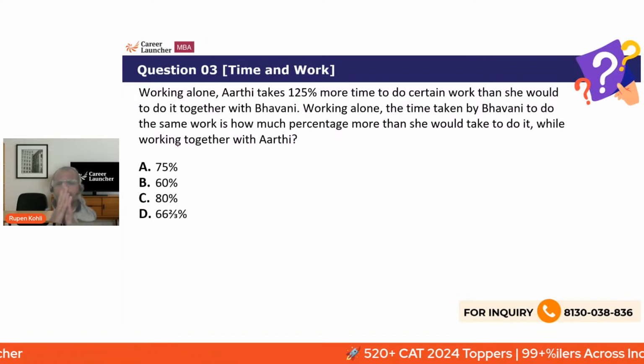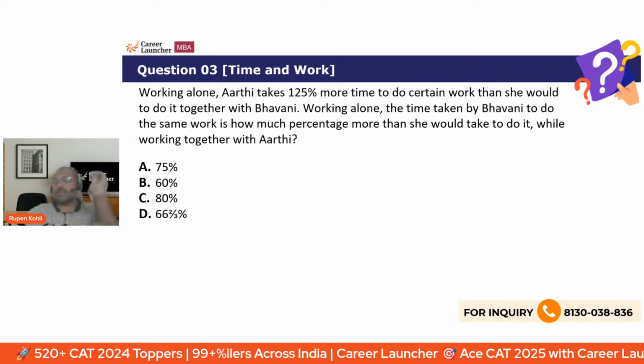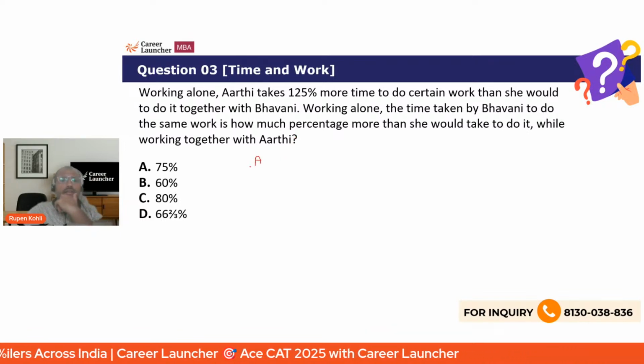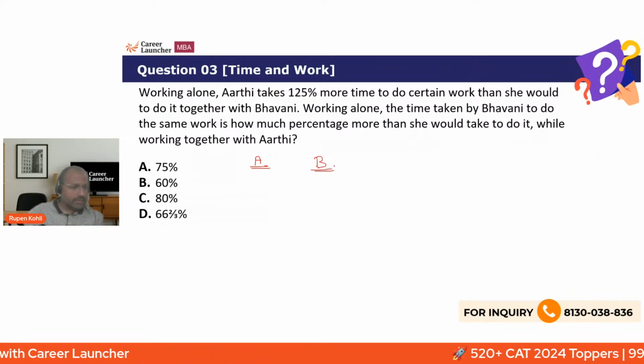Work is fixed, work is the same in both the cases, right? Because clearly it is said that Bhavani is doing the same work, right? Okay, so Aarti and Bhavani, we are trying to establish how their work rates get combined.